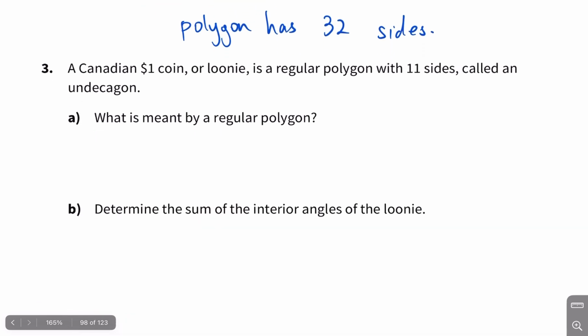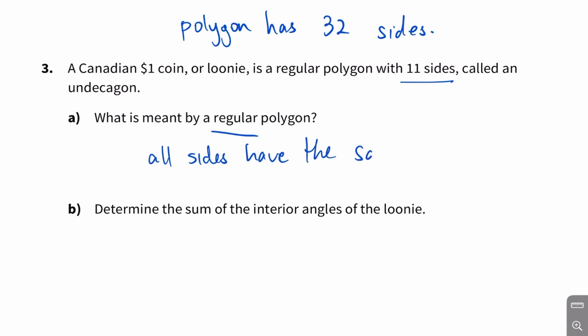Okay. Let's look at another example. A Canadian $1 coin, or loonie, is a regular polygon with 11 sides, and it's called an undecagon. This may be the first and only time you hear the word undecagon in your lives, but maybe not. But there is your new word for you, undecagon, a polygon with 11 sides. Now, what does a regular polygon mean? It just means all sides have the same length.